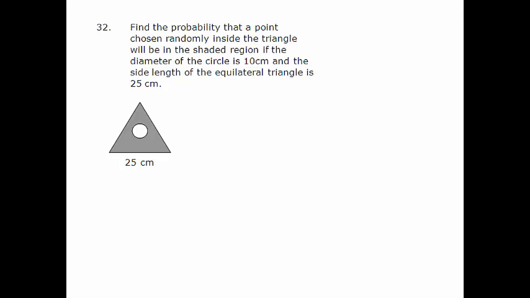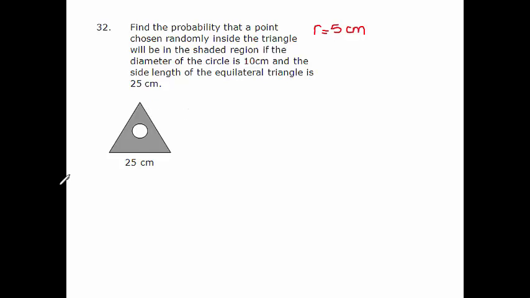So for number 32, we're going to do about the same thing to find this probability. We're asked to find the probability that a point chosen randomly inside the triangle will fall in the shaded region, and it gives us the diameter of the circle is 10, so that tells me the radius of the circle is 5 centimeters, and the side length of the equilateral triangle is 25 centimeters. Remember, equilateral means that all sides are equal.